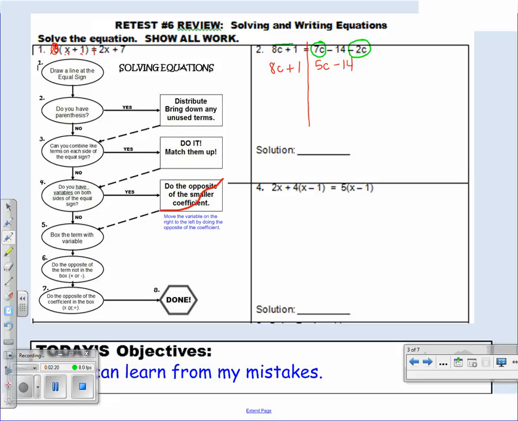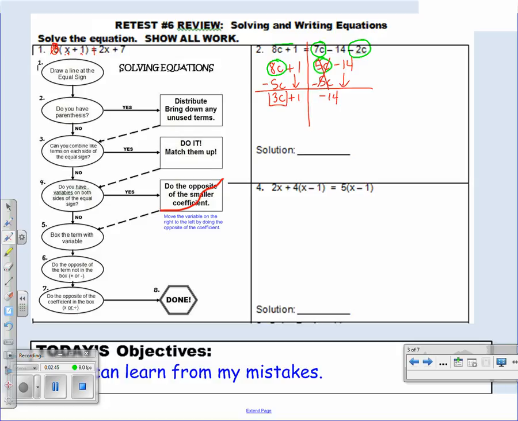Step 4, do you have variables on both sides? Yes, we have an 8c on the left and a 5c on the right. So we're going to move the 5c to the left by changing its sign. 8c minus 5c is 3c. The plus 1 drops down. 5c minus 5c is 0. We still have a negative 14.